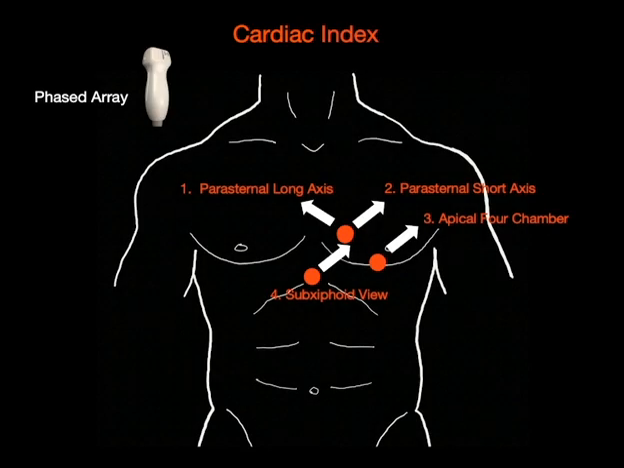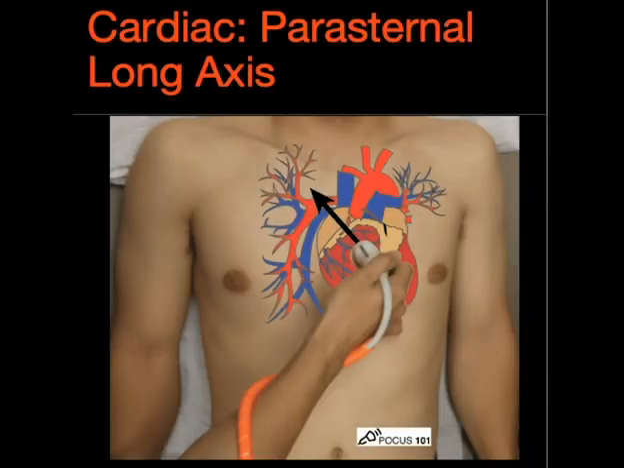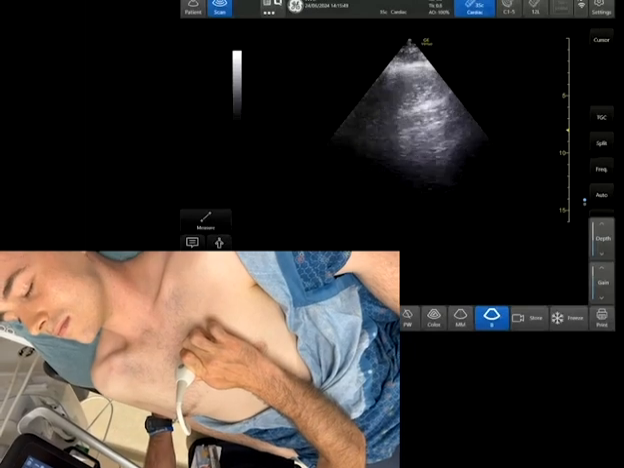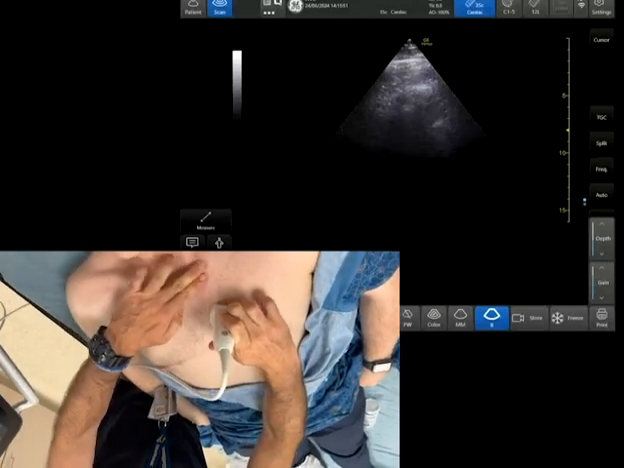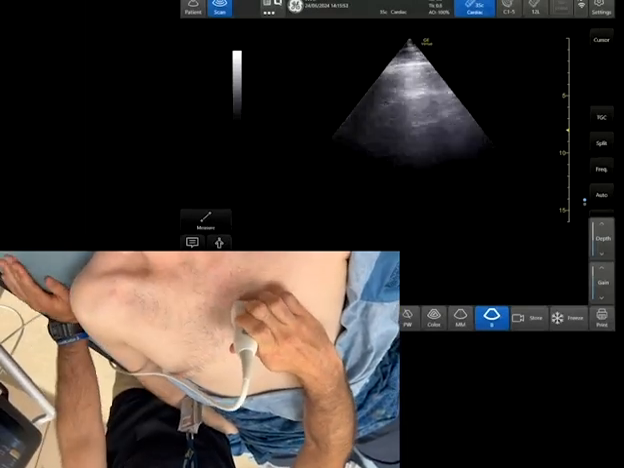To find the heart in parasternal long axis, we're going to start in the cardiac mode with a depth of about 15 to 20 centimeters. The indicator should be pointed at about 9:30 or towards the patient's right shoulder. The placement of the probe should be at the left border of the sternum around the fourth intercostal space.